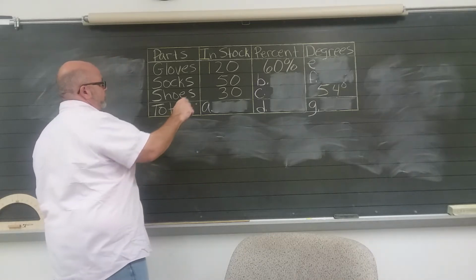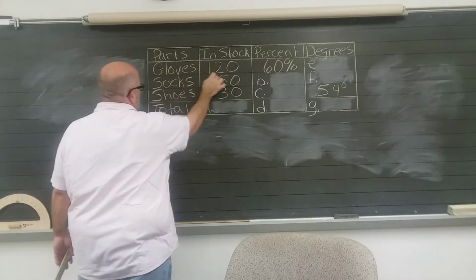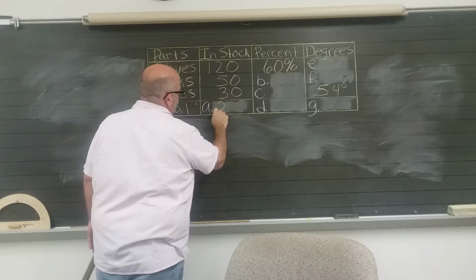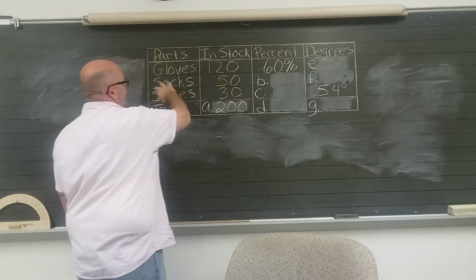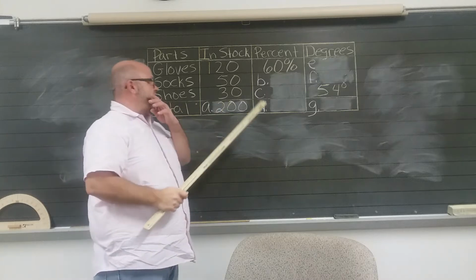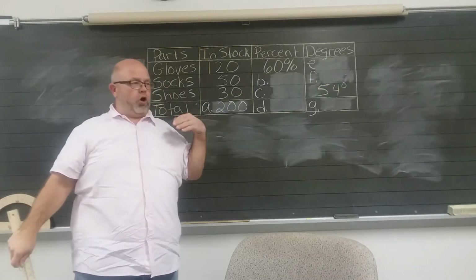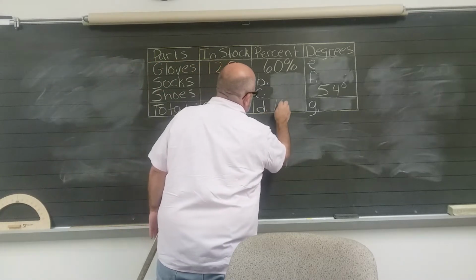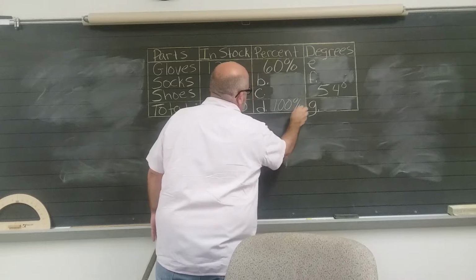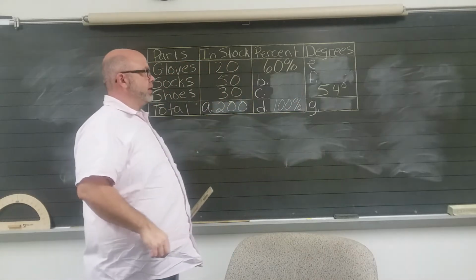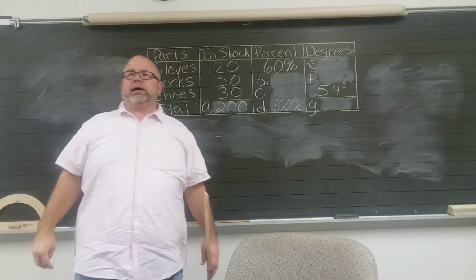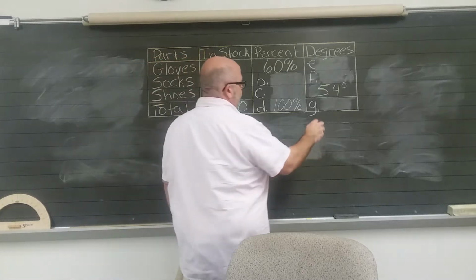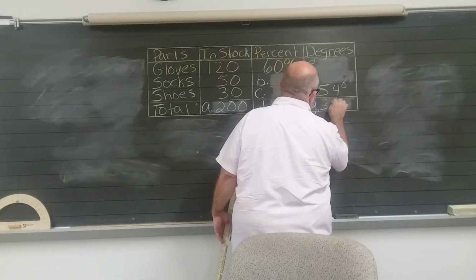Fill in the totals first. For this, you have gloves 120, socks 50, shoes 30. Just add them up. Your total here is 200. So that's the total of things that you're working with. Total of percent. What is total of percent? Total of percent, all of something, is always what? This number will always be 100%. Put your percent sign with the percents. Degrees, we're talking about a circle graph. How many degrees in a circle? Always 360. So your total here is always going to be 360 degrees.